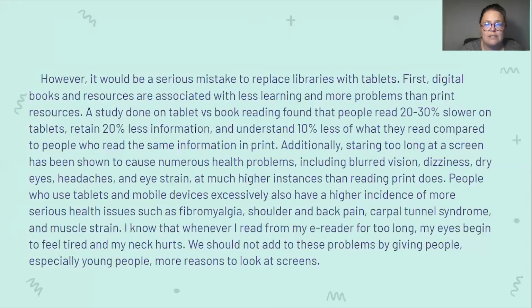People who use tablets and mobile devices excessively also have higher incidence of more serious health issues such as fibromyalgia, shoulder and neck pain, carpal tunnel syndrome, and muscle strain. I know that whenever I read from my e-reader for too long, my eyes begin to feel tired and my neck hurts. We should not add to these problems by giving people, especially young people, more reasons to look at screens.